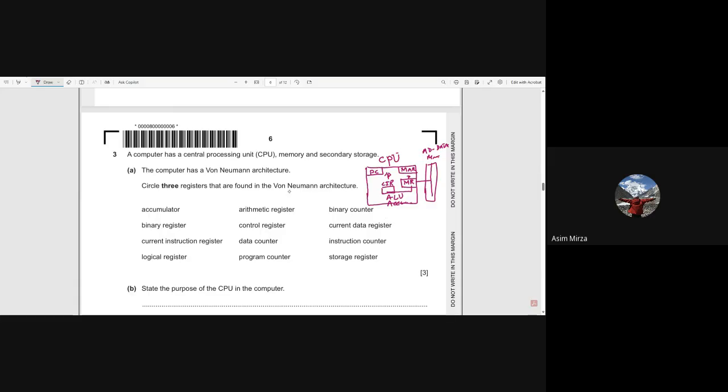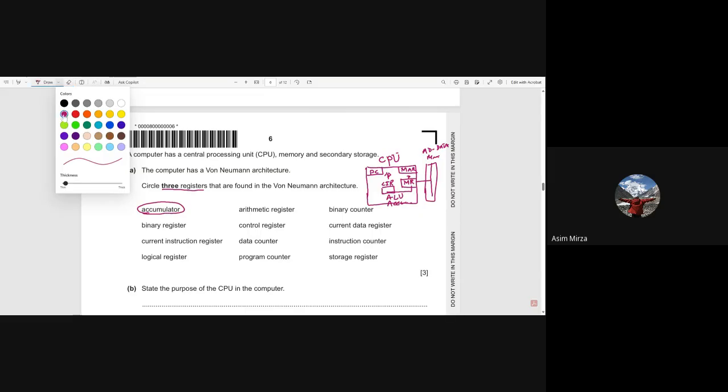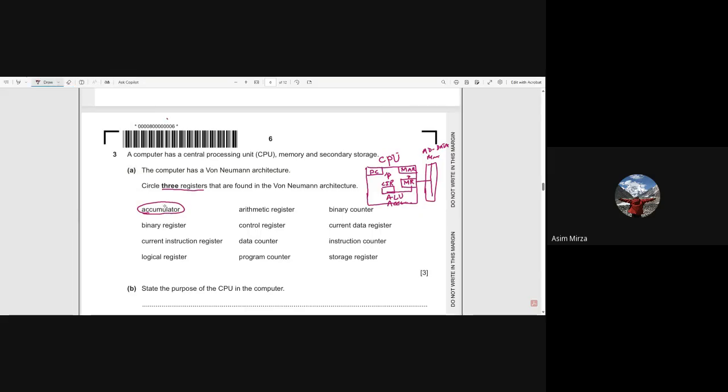So let me see the registers over here in the list. We have to circle three registers. Accumulator, yes, it says circle. Circle means circle. You should not be writing this. So we have to circle the appropriate registers. Accumulator, binary register, current instruction register.